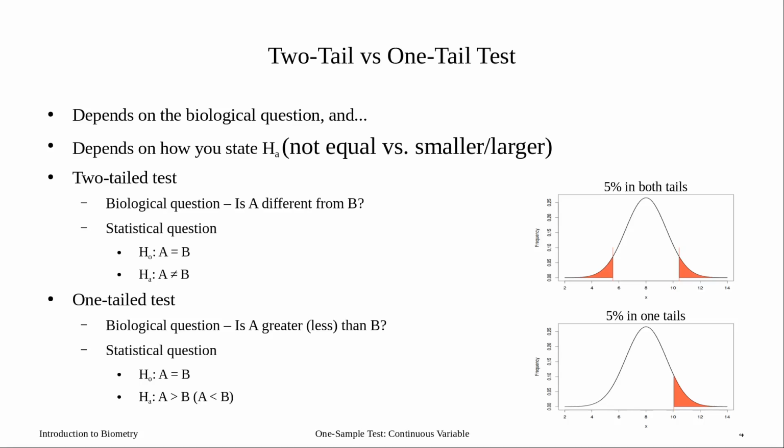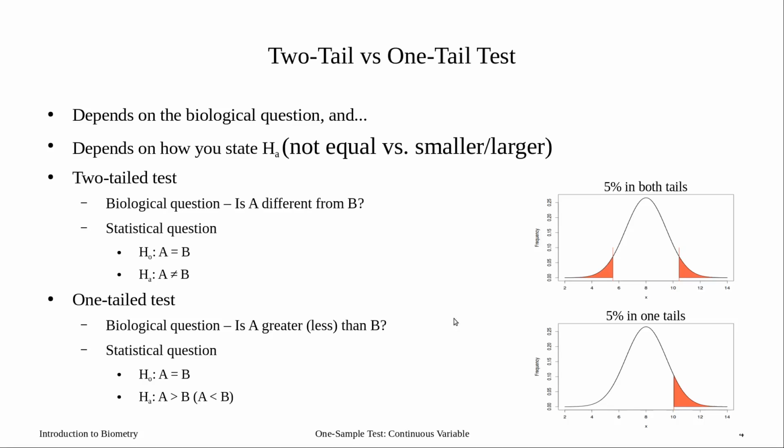But sometimes you have a suspicion that some of your measurements should be larger, or you think they're smaller than some known value. So in that case, you can say, well, are they equal? That's your biological question. But then your alternate is that your average size is smaller than the known value, or the average is larger than some known value. So what's the difference between our two-tailed and one-tailed tests?